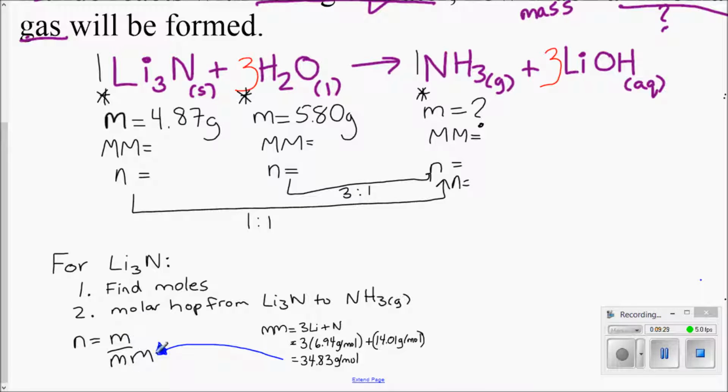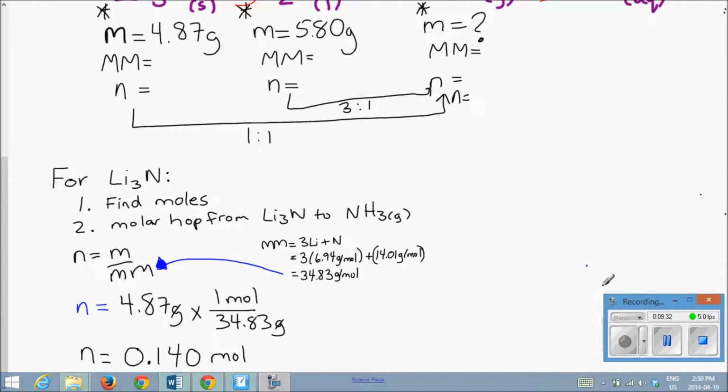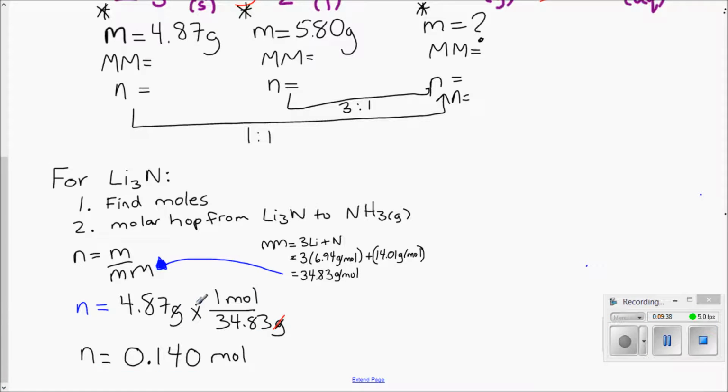And to include my units, I'm going to find the amount of moles. I like to show my division by multiplying by 1 mole over the molar mass. It is the same thing, but look, your grams cancels out. Oh, sorry, and you get 0.14 moles of lithium nitride. Recall, what kind of moles do you have? Well, I have lithium nitride.